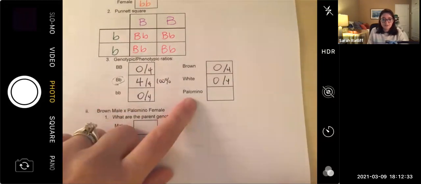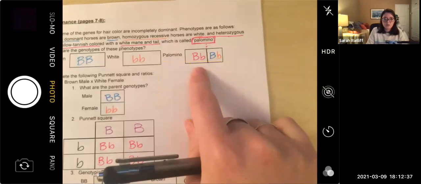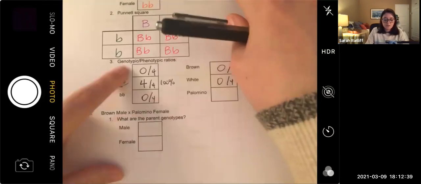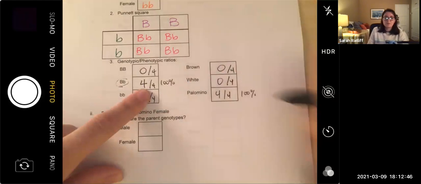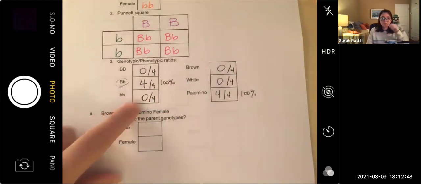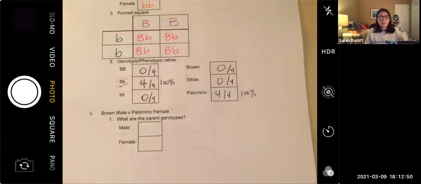And our Palominos are heterozygotes, 1 of each capitalization. We have 4 of those, for 100% if you prefer percentages. We did it. We did our first cross of our horses.